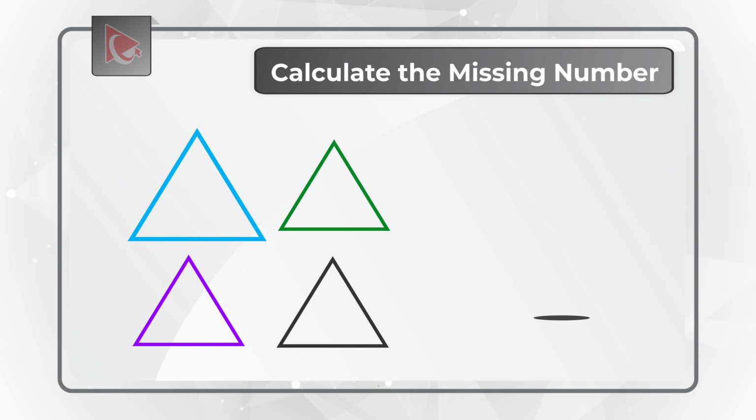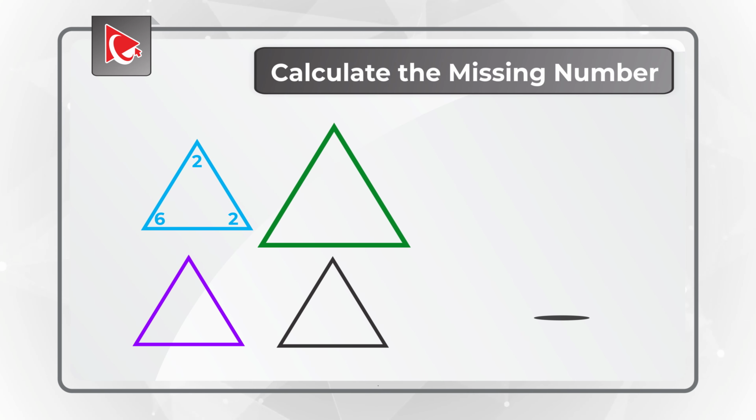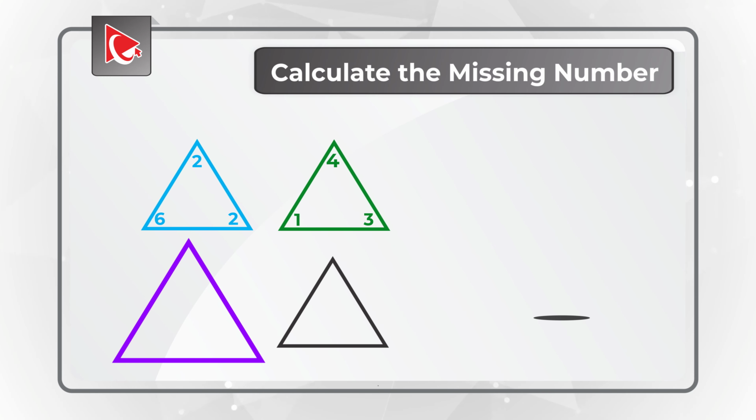The first, bottom left corner blue triangle has numbers in the corners 2, 2, and 6. The green triangle next to it in the upper right corner has numbers 4, 3, and 1. The purple triangle in the bottom left corner has numbers 3, 5, and 2.